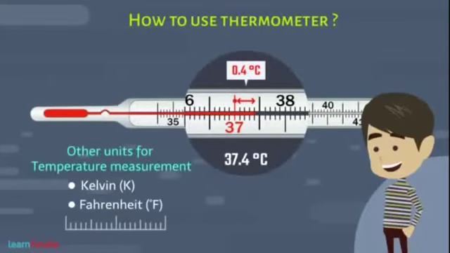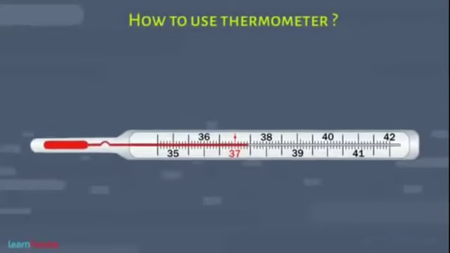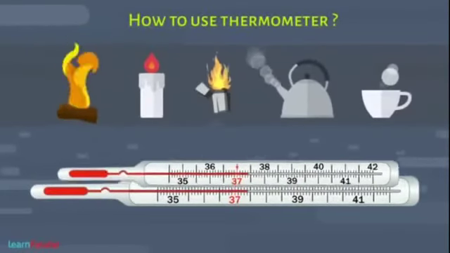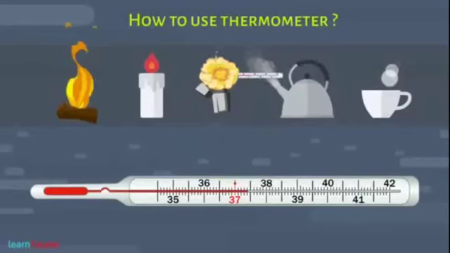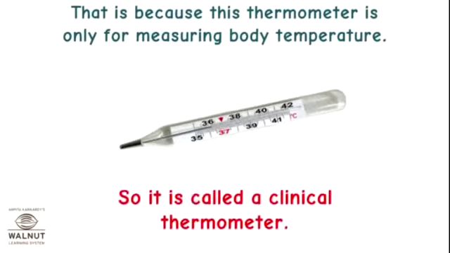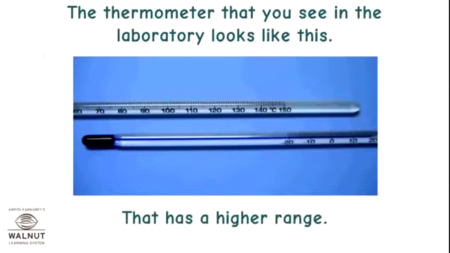Always remember, never use a clinical thermometer for measuring the temperature of hot objects other than the human body. It may break. That is because this thermometer is only for measuring body temperature. So it is called a clinical thermometer. The thermometer that you see in the laboratory looks like this. That has a higher range.